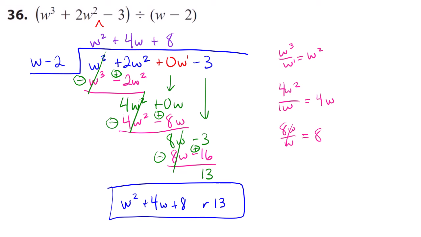Remember, if we weren't sure, we could multiply the quotient by the divisor, and then add 13, and you should end up with your dividend. If you want to check your work, that's how you could do it.